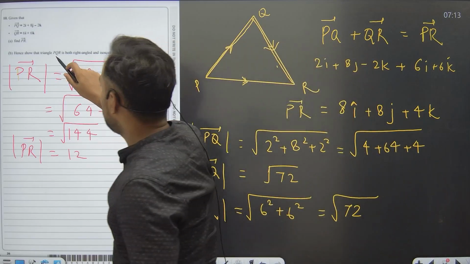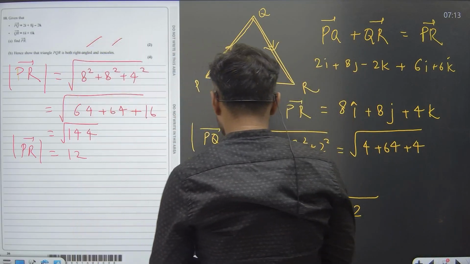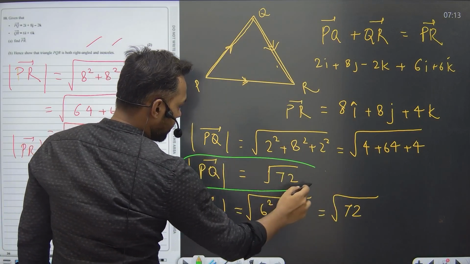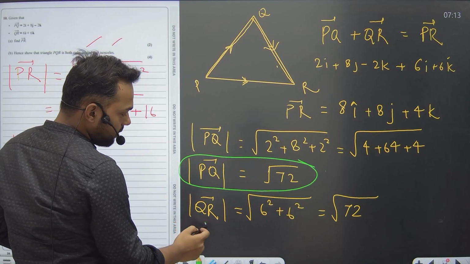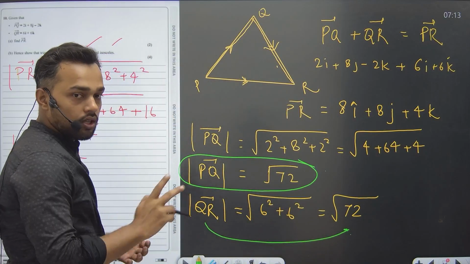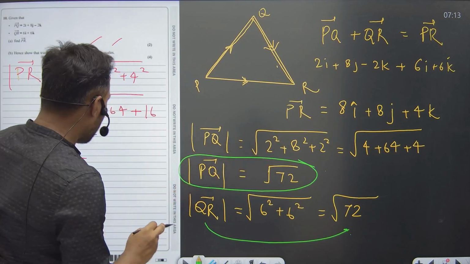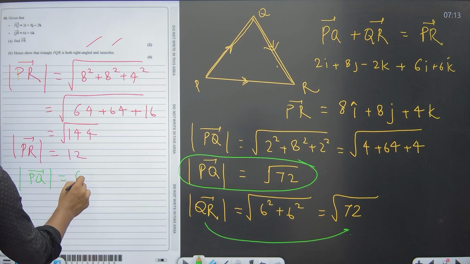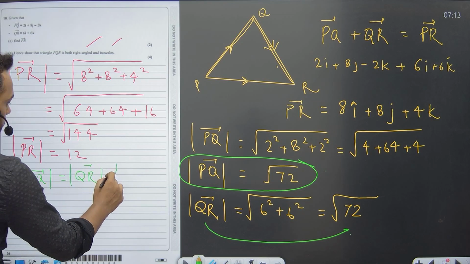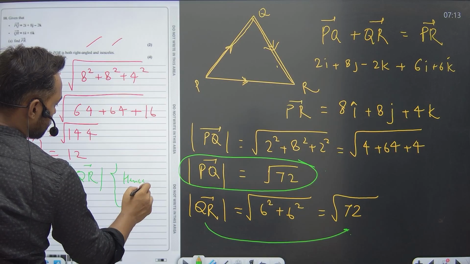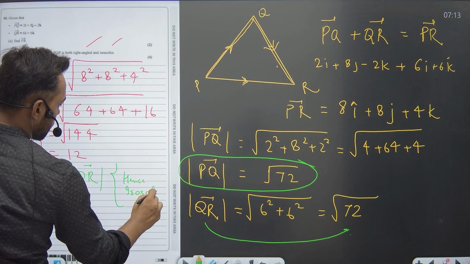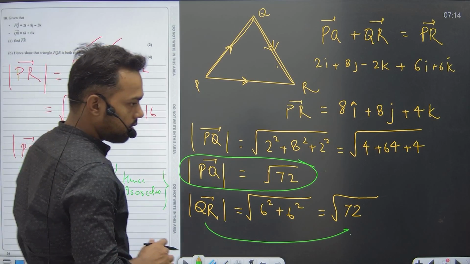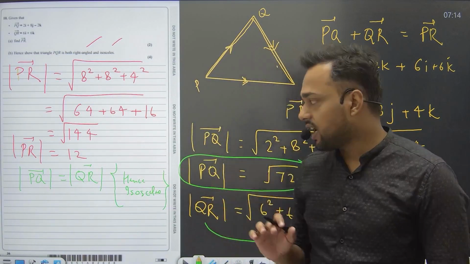Now we need to prove that it is right angle and isosceles both. We can observe carefully here that the magnitude of PQ vector is root 72, and the magnitude of QR vector is also root 72. Hence the magnitude of two sides is the same. So we can say that the PQ vector magnitude is equal to the QR vector magnitude. Hence this is isosceles, because the magnitudes of two sides of a triangle are equal, then we know that it is an isosceles triangle.